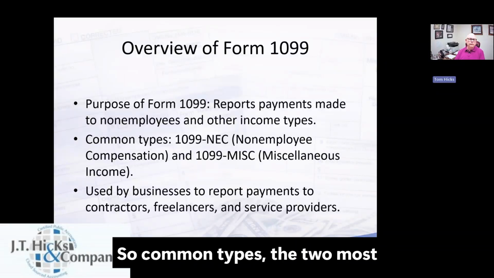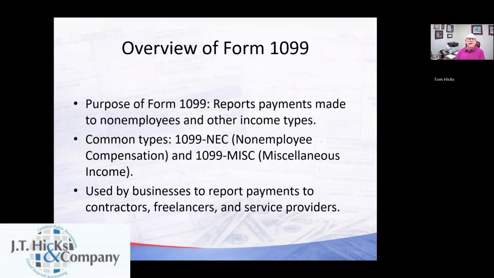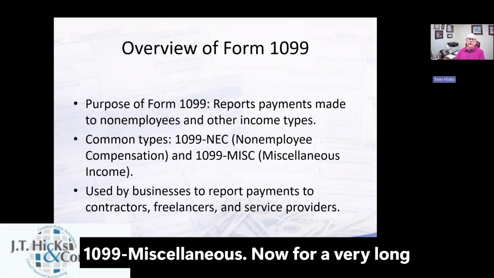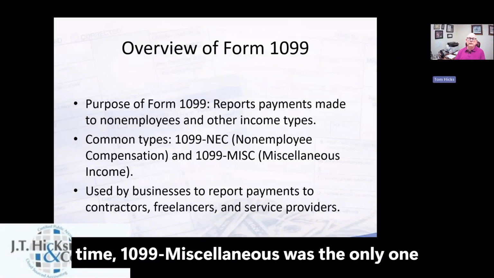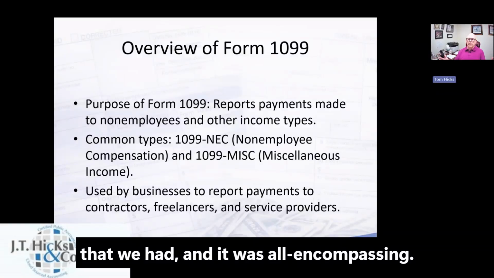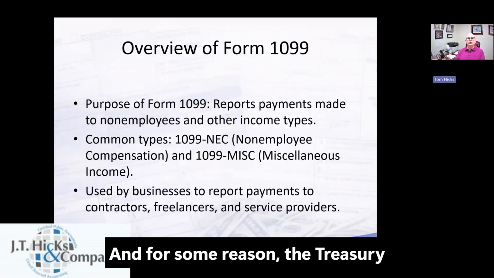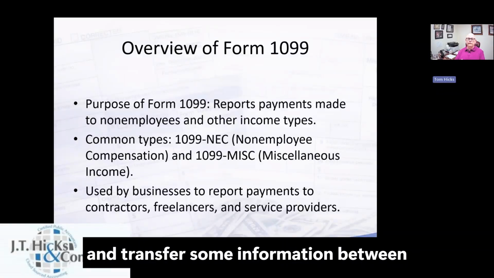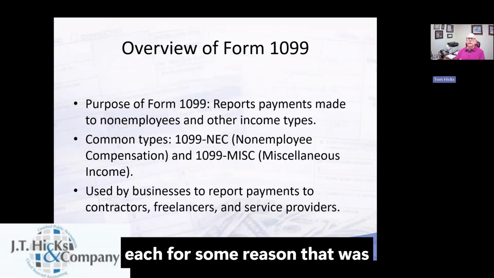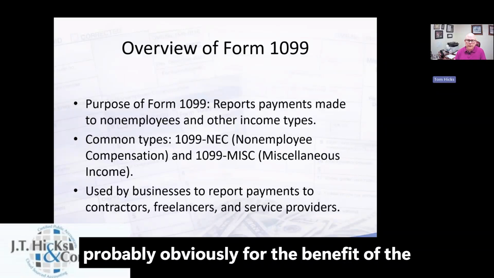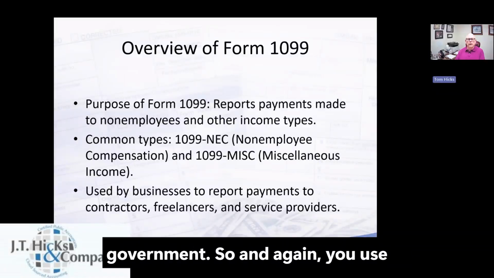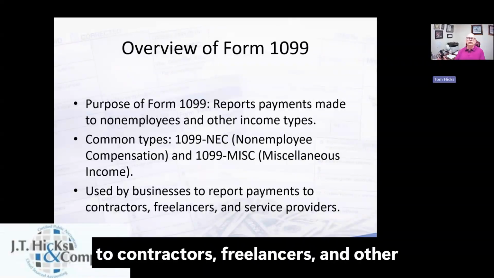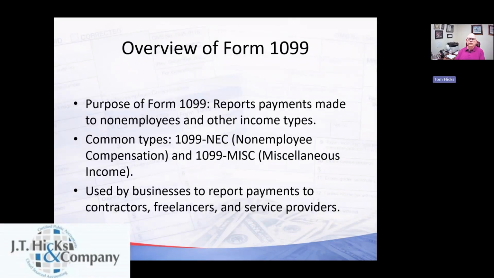The most common types of this form are the 1099-NEC, meaning non-employee compensation, and 1099-MISC. For a very long time, 1099-MISC was the only one that we had, and it was all encompassing. For some reason, the Treasury Department decided to split it and create two forms and transfer some information between each, probably for the benefit of the government. Again, you use these forms to report payments to contractors, freelancers, and other service providers.